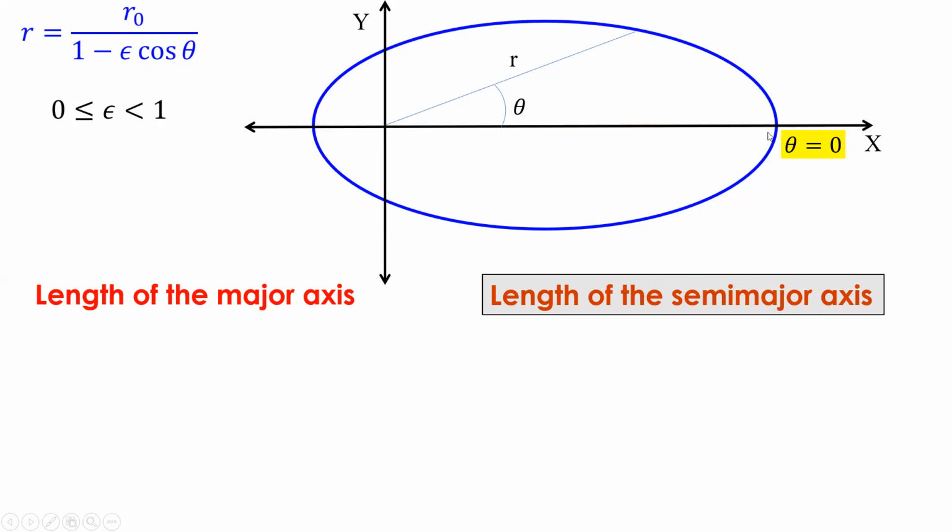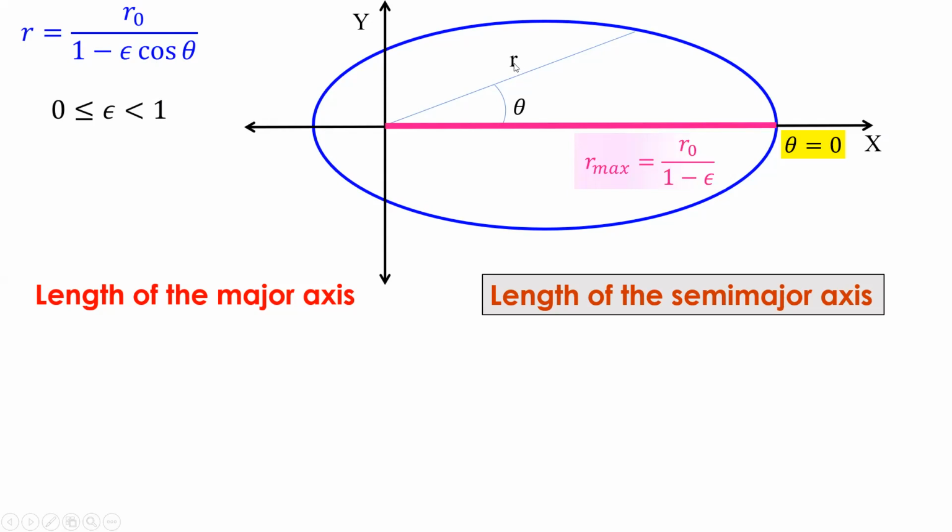Now, when theta is equal to 0, the length of this radius will be the maximum value that can be achieved in an ellipse, that is r maximum. So we want to know r maximum. We substitute the value of theta here. That means cos 0, which is nothing but 1. So r maximum will be r naught divided by 1 minus epsilon.